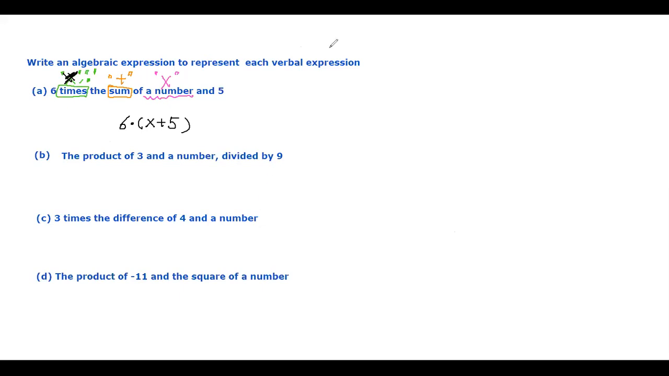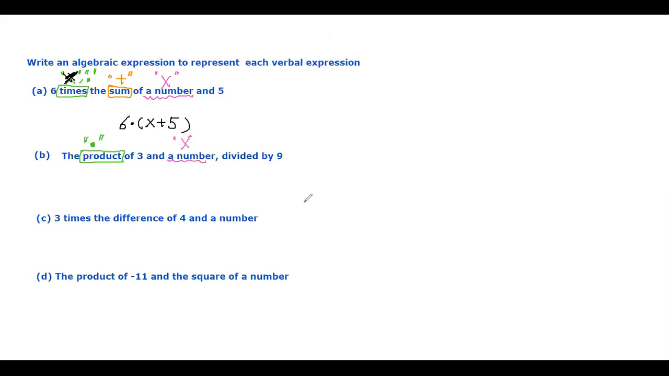The next one, let's take a look. The product of 3 and the number, divided by 9. Here, the keyword is product, which is another word for multiplication. So you can use a dot here. The product of 3 and the number. And the number, what does that mean here? This is the x variable.